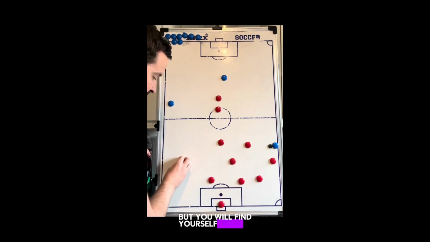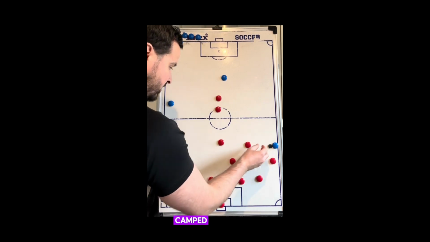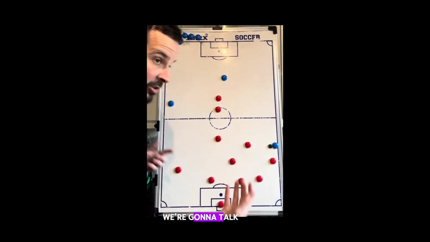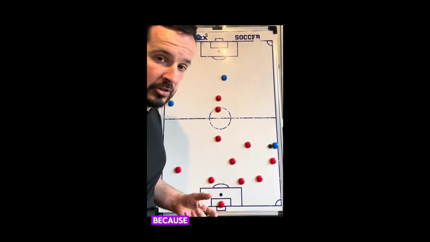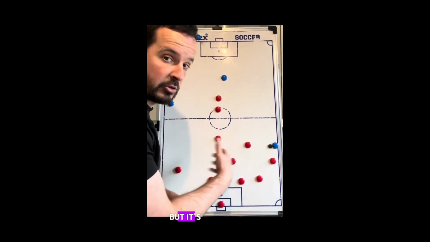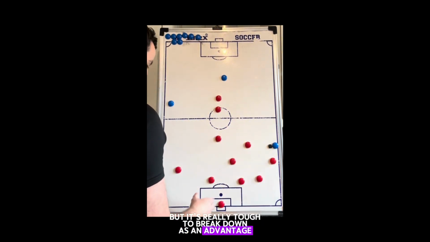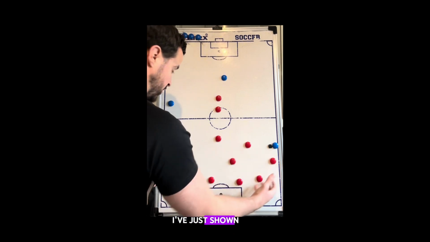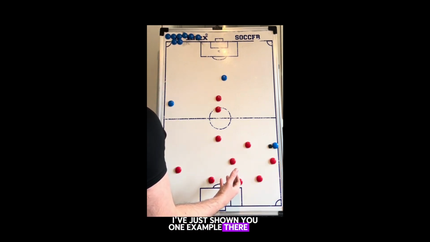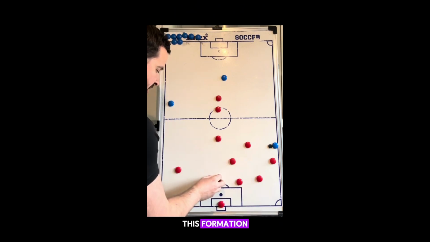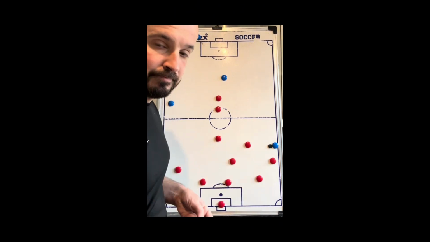But you will find yourself in times where you are camped a little bit in a low block and you've got 5 at the back. We're going to talk about that as an advantage for now, because that's really tough to break down. It's really tough to get out for you as a team, but it's really tough to break down as an advantage. So you should have overloads in defence. And then you've got flexibility in shape as well. I've just shown you one example there, but there's lots of different ways that you can manipulate this formation to suit your needs.